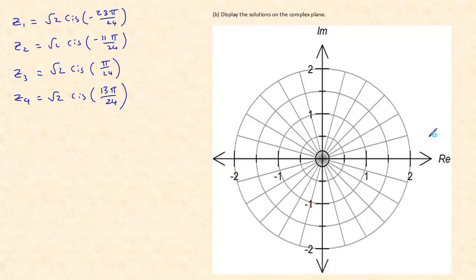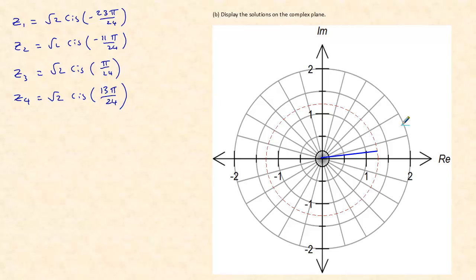So we want to display these on here. Now note root 2. So root 2 is about 1.4. So we're going to want these to be on a circle of radius approximately 1.4. So I've put a circle on here to act as a guide. Now our first one is at pi by 24, and we've discussed this grid before. We know that these are at pi by 12 intervals. So pi by 24 is just going to be half of that first one.